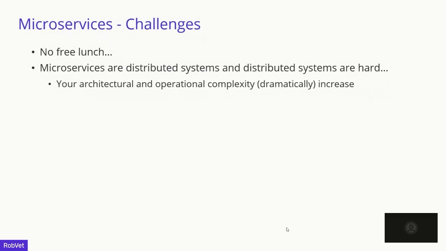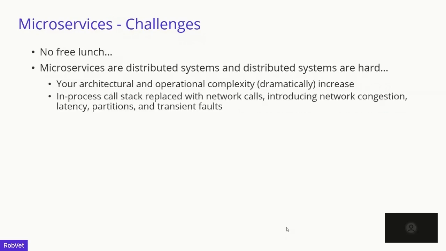Your architectural and your operational complexity dramatically increase. What was once simple becomes complicated, or can become complicated. Your in-process call stack, where everything runs together, is replaced with network calls. Now when one service calls another, it's going across a network. Now we're introducing things like network congestion, latency, partitions, transient faults. Again, we have to deal with that, right?